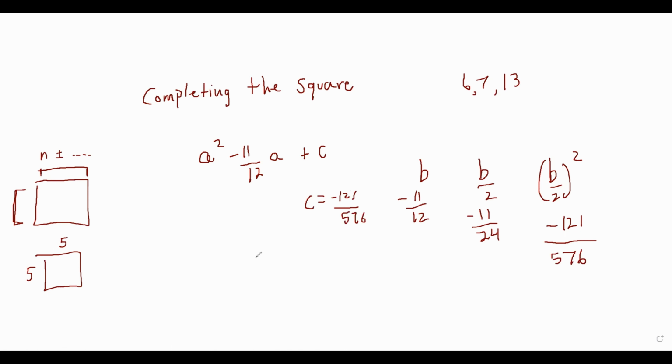And again, if we want to rewrite this above and beyond, we would write it as a minus 11 over 24 and square that. And if we were to multiply this out, we would get this, as long as c would be negative 121 over 576. So if this all makes sense, I hope this helped with your homework. This was number 13.